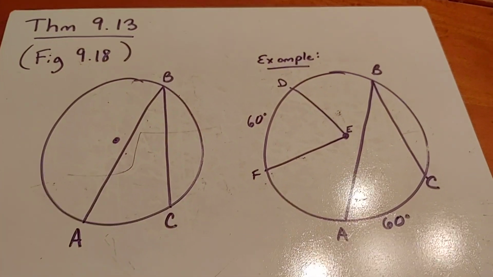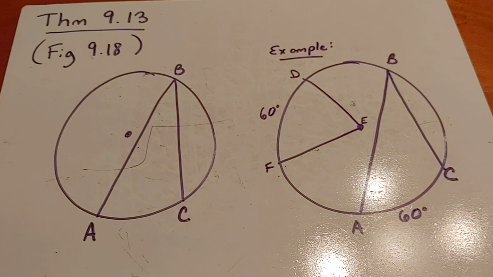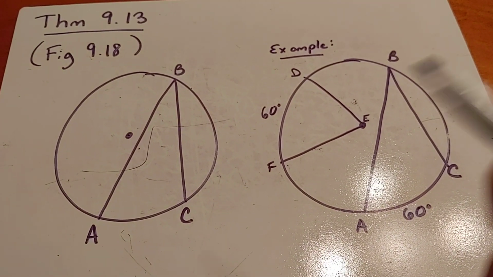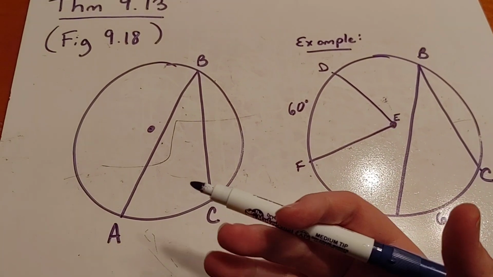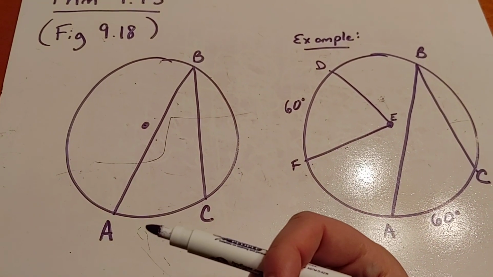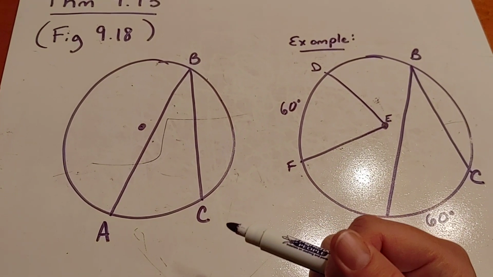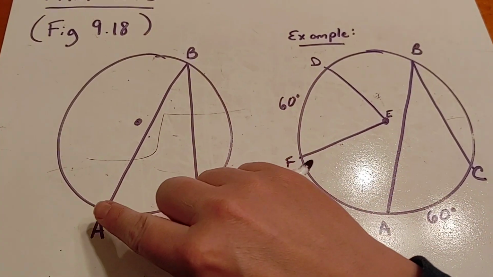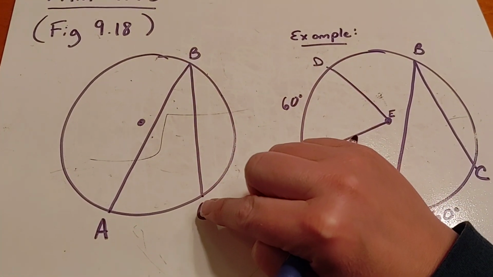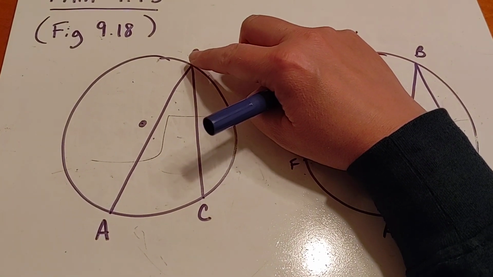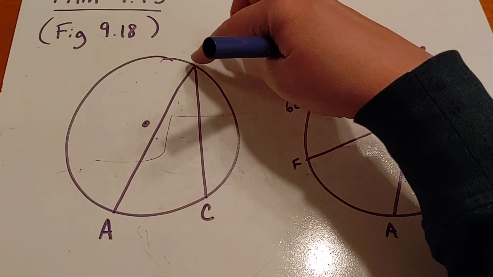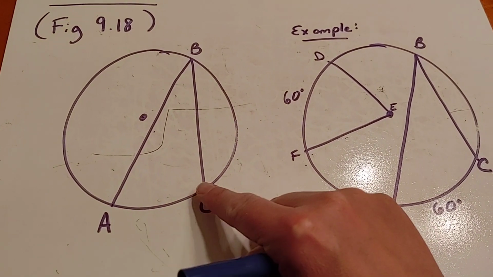All right, the first theorem we're going to talk about is Theorem 9.13. And I know you have this figure drawn in your notes already, figure 9.18. Now, what does this theorem tell us? The measure of an inscribed angle. All right, I see an inscribed angle here. That is angle ABC. See how it's inscribed and its vertex B sits on the circle, and then it opens up to this intercepted arc.